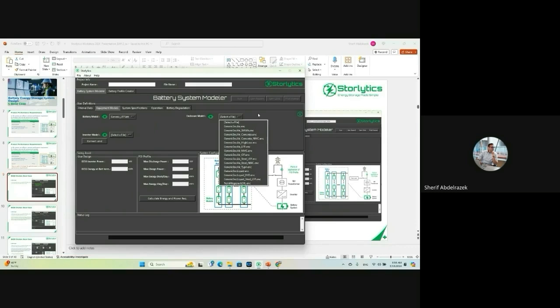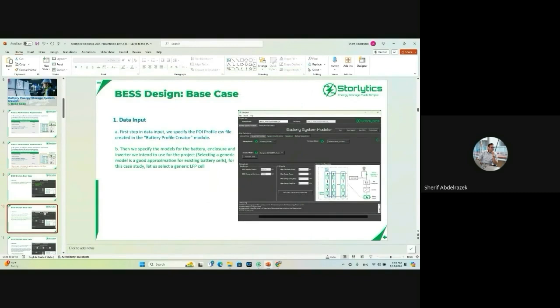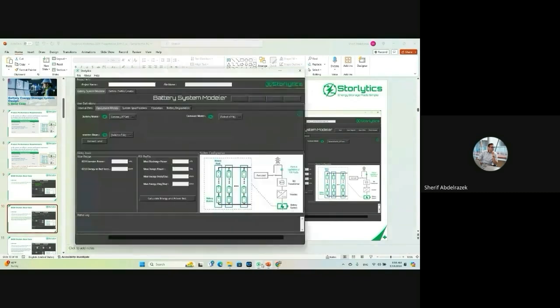And then for the enclosure, what we were using here. Generic enclosure, air, LFP. Generic liquid or air? Okay, yeah, generic air, LFP. Generic air, steel, LFP. Got it. All right.